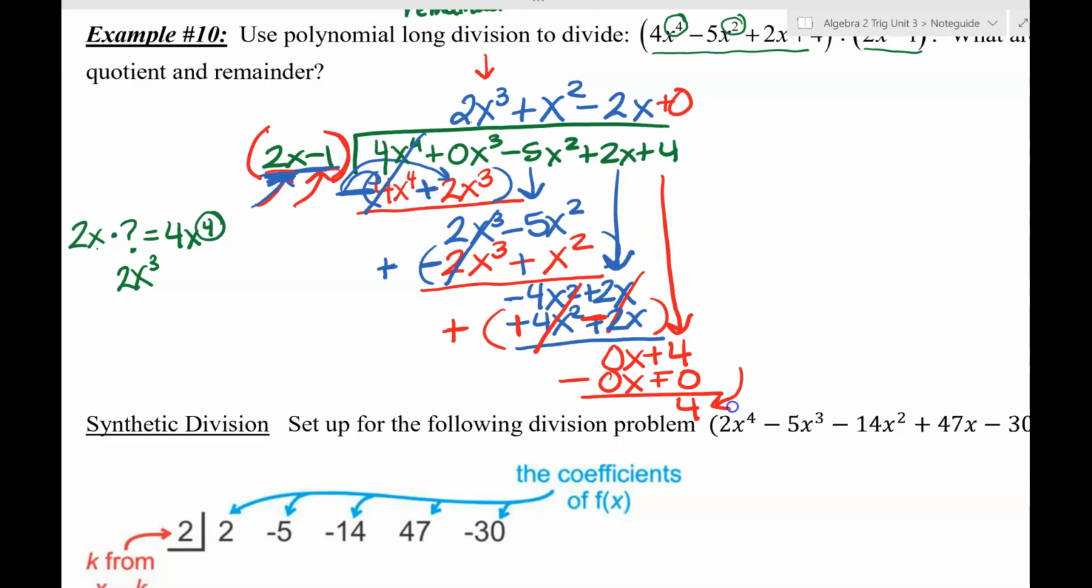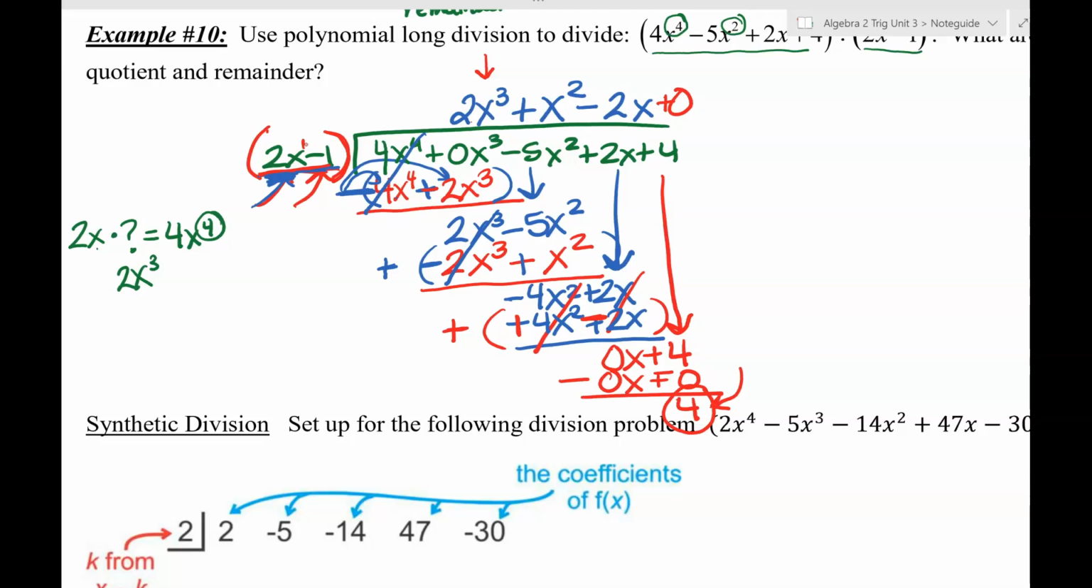When you get to 4, notice that it doesn't have any powers of x. The degree of this, 4, is a constant. It would be of degree 0. Our divisor is of degree 1. We can no longer do division because we've reached a point where our leftovers are a lower degree than what we were dividing by. Okay?